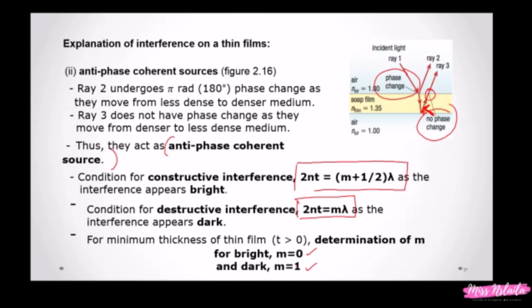Why 0 and 1 only? Why not 2, 3 and 4? Because we want to find the minimum thickness, the thinnest one. Okay, minimum thickness. So, we need to use the lowest value, either 0 or 1. So, for constructive interference, the lowest value that we can substitute is 0. While for destructive interference, in this equation, we can't substitute 0 because then t equal to 0. Not possible. Okay, so to get the value of minimum thickness t, we need to substitute the lowest value that we can get t, which is 1.